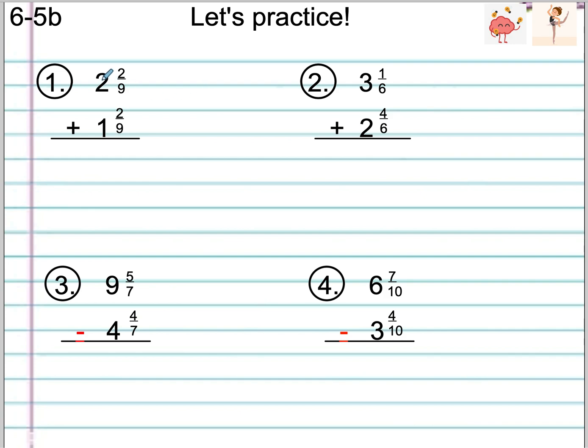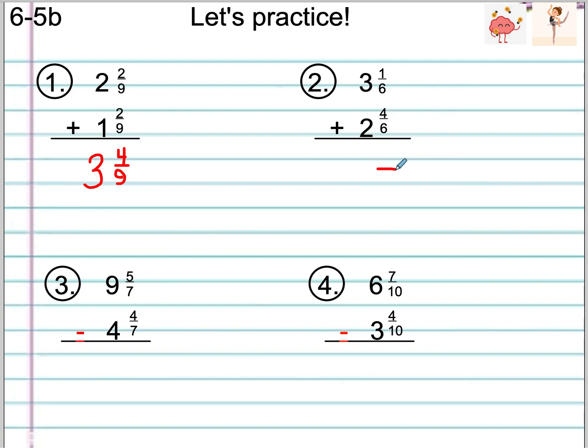I'm going to start with my fractions first. I have 2/9 plus 2/9. My denominator doesn't change. So how many ninths is that? 4 ninths. Great. And what's the whole? 2 plus 1? Great. 3 and 4 ninths. Excellent. Let's go over to number 2.